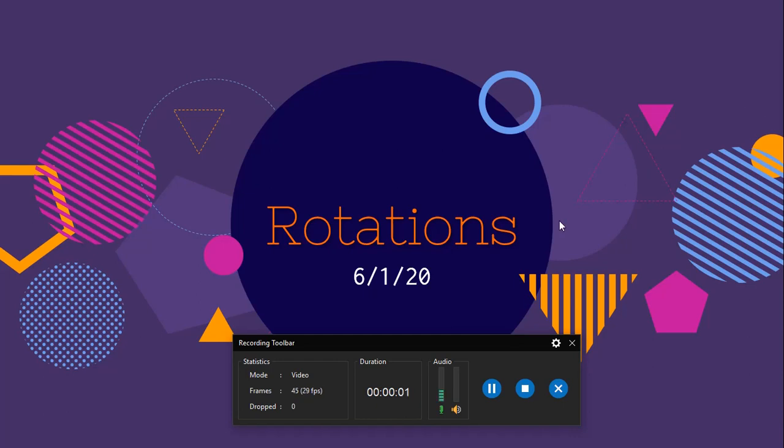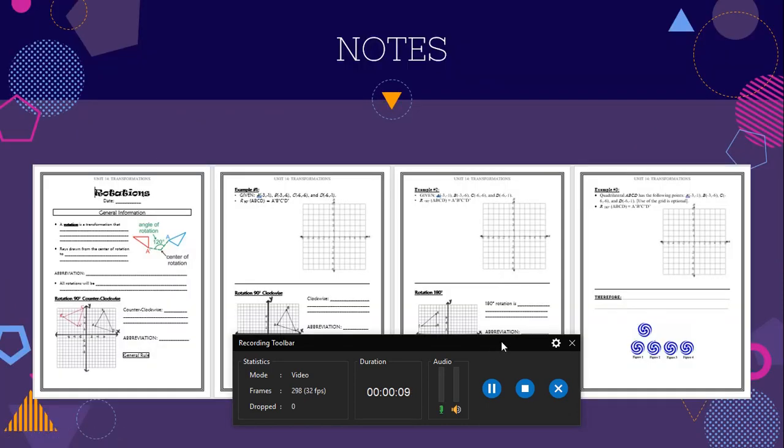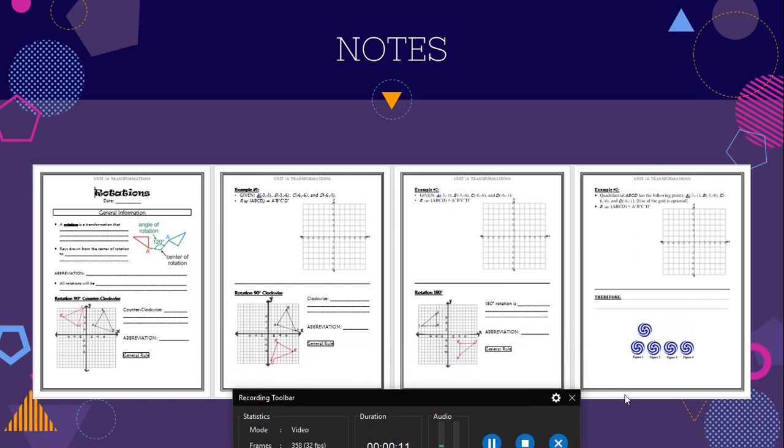Today's topic is rotations. This is the last transformation in the coordinate plane, and you can use a date of June 1st. Our note packet has 4 pages today. You might also want to grab a straight edge or a ruler so that we can make our graphs look nice.